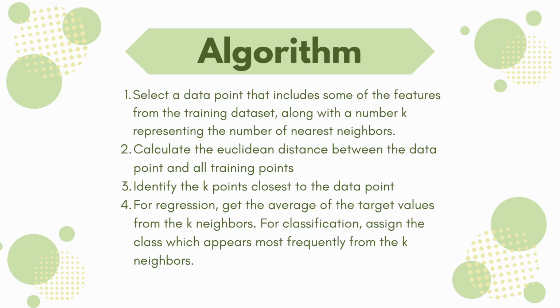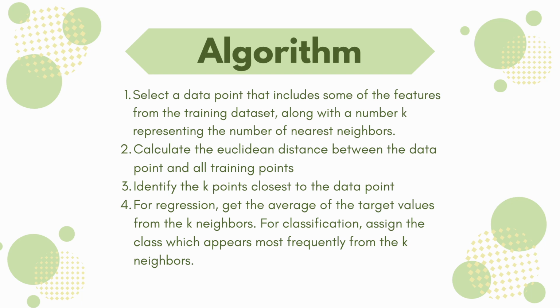The first step in the KNN algorithm is to select the data point you want to make a prediction for. This point should contain the same features as the training data, but without the target value. You also need to decide on the number of neighbors, k, to consider. Next, calculate the Euclidean distance between this point and all the points in the training dataset. Then, identify the k closest training points by sorting the distances in ascending order and selecting the top k with the smallest distances. Finally, use these neighbors to make a prediction.